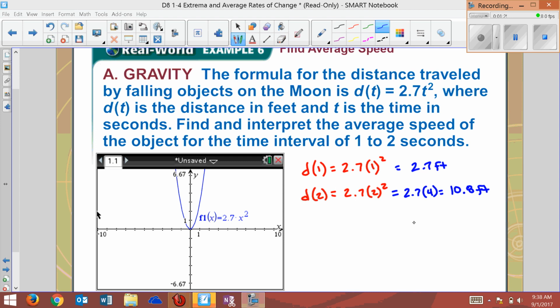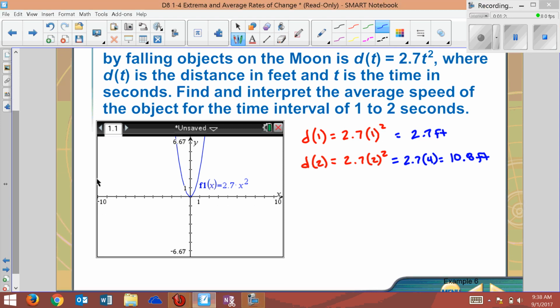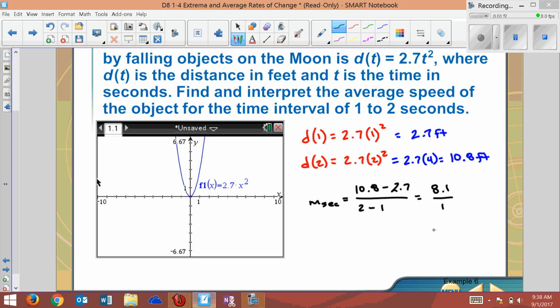feet. So now the average speed would be feet divided by time. So we'd again be looking for a secant. We would say that f of 2, which is 10.8, minus f of 1, the first value, divided by the second x minus the first x. So when we subtract this, we get 8.1 over 1. So the average speed is 8.1 feet per second.